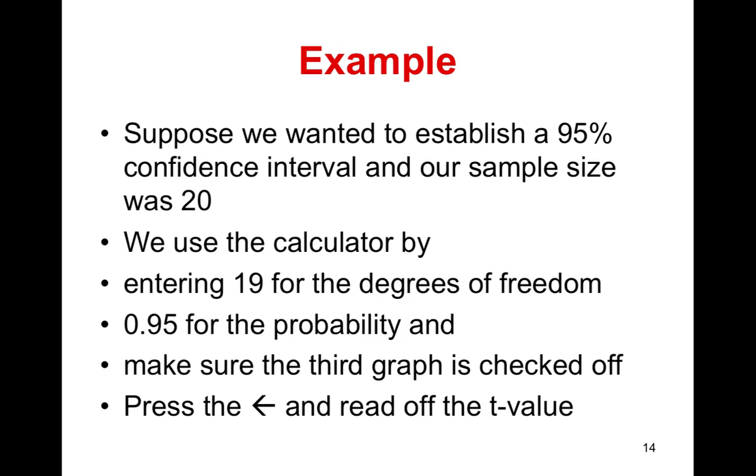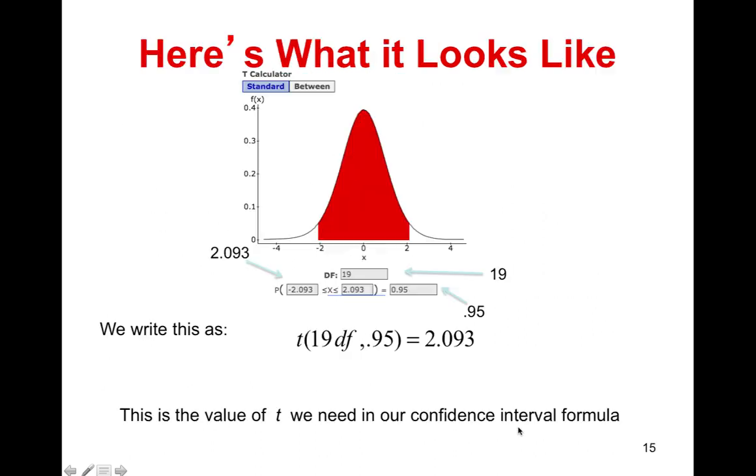So I want to give you an example. We want to establish a 95% confidence interval. Our sample size is 20, and we're going to use the calculator. When it comes to degrees of freedom, we'll enter 19, which is 20 minus 1. The probability will be 0.95, and we'll make sure that the third graph is checked off. So let's see how that works.